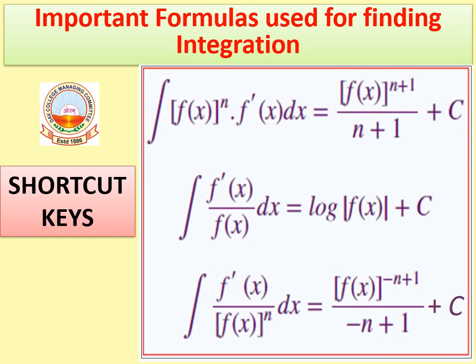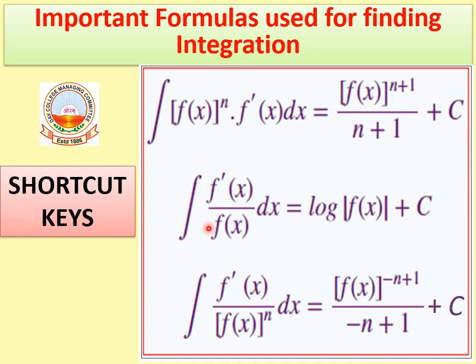Next are some shortcut formulas. These shortcut formulas can be applied in problems to increase the speed of solving them. First is integral f x raised to power n into f dash x. Here f x is the first function and f dash x is the derivative of this f x. Then we get integral f x raised to power n plus 1 divided by n plus 1 plus c.